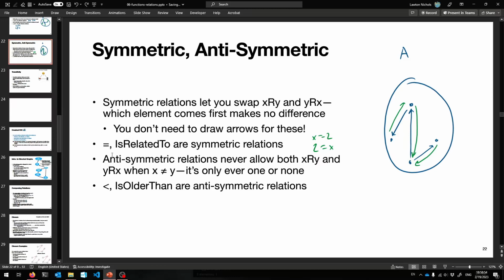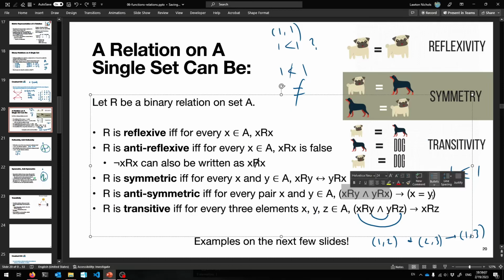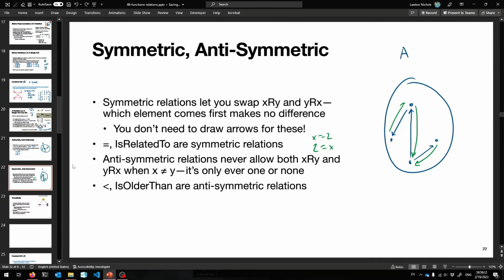So that's symmetric. Anti-symmetric is when it's never symmetric, kind of like the only way for them to be related is if they're equal. All right, so if you have two elements and you can flip their arrows, if you know that their arrows are flipped, then they must have been related to each other. So that's what anti-symmetric means. Anti-symmetric relations never allow both x related to y and y related to x when x is not equal to y. It's only ever like this side is true, or this side is true when they're non-equal. If they're equal, anything goes. It's okay.